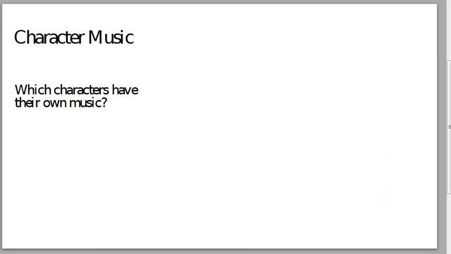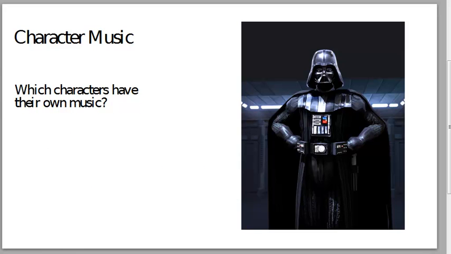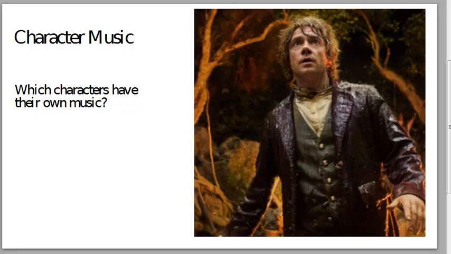Some characters even have their own music. Think of Darth Vader. He comes with his own orchestra. It's also done in The Lord of the Rings. The Hobbits have their own theme tune. The elves have theirs. All the different characters have their own kind of musical background.